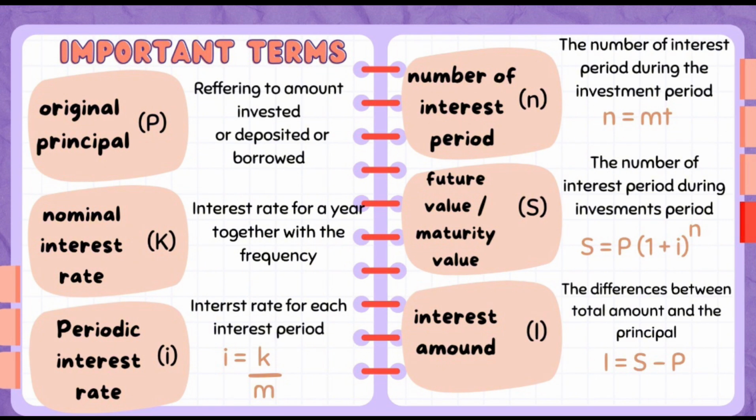The next one is number of interest periods, which is N, the number of interest periods during the investment period. The formula we use to find N is N equals MT. Future value or maturity value, or S. The formula for S is S equals P, open bracket, 1 plus I, close bracket, to the power of N. And the last one is interest amount, which is I, the difference between the total amount and the principal. The formula we use to find the difference is I equals S minus P.